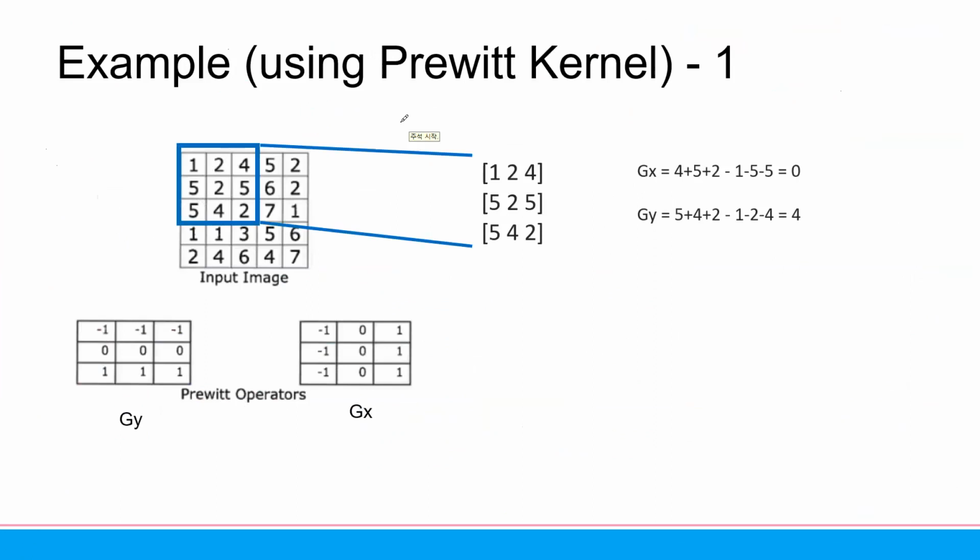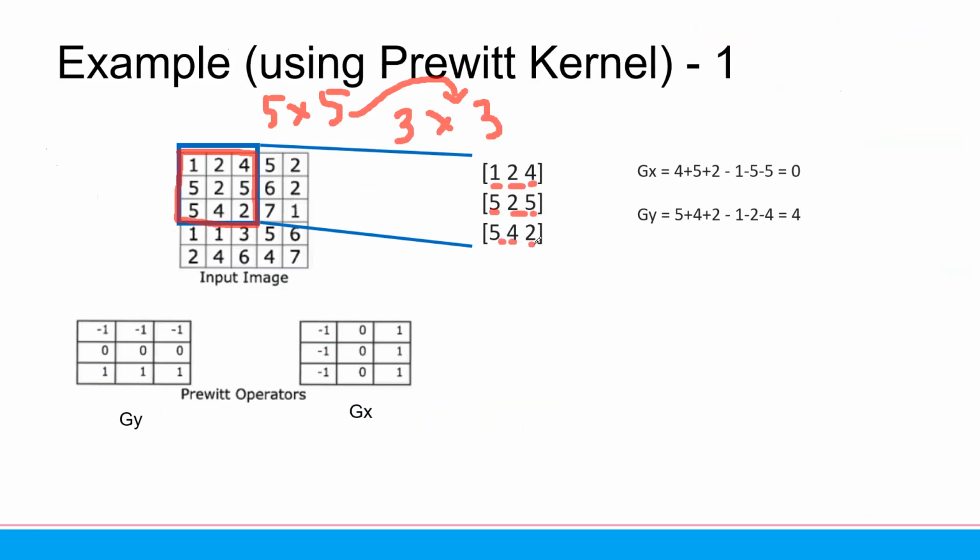Let's assume that we have 3 multiplied by 3. From this 5 multiplied by 5, I want to create 3 multiplied by 3. So what I can do first is to check the 3 multiplied by 3 for the first part of this matrix. So we can extract it and the result is 1, 2, 4, 5, 2, 5, and 5, 4, 2.